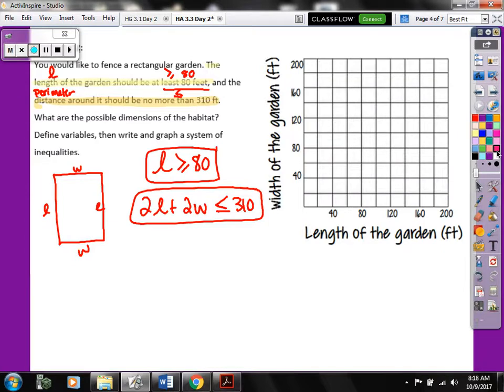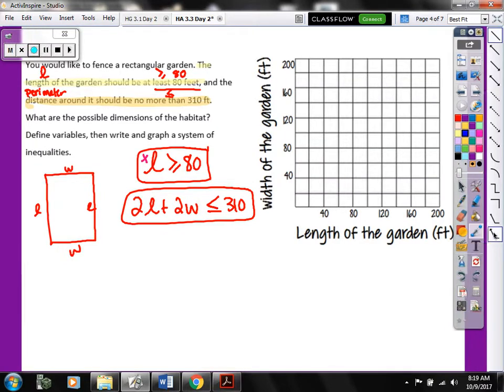Now I've already labeled the axes for us. I let the x-axis be the length. So this is really like x is greater than or equal to 80, if that helps you. So that's going to be a vertical line at 80. It will be solid.